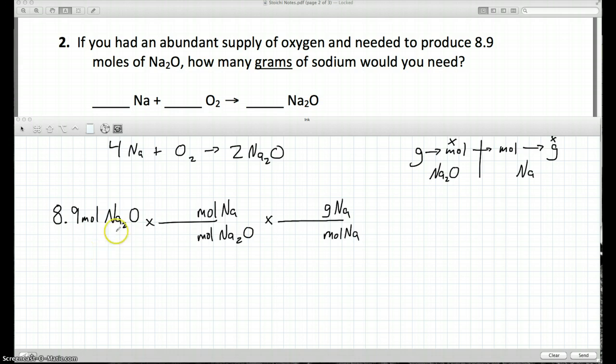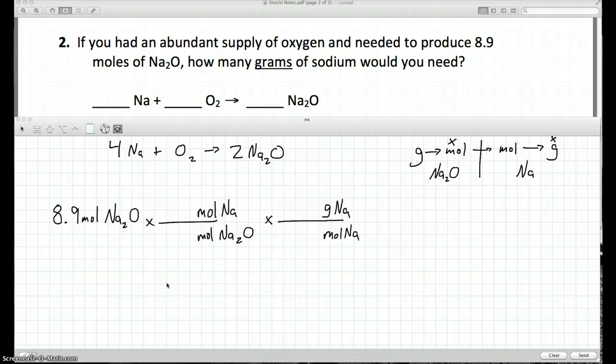And I can, again, double check to see if it's set up right at this point. Moles of Na2O and moles of Na2O, those are going to cancel. Moles of Na, those are going to cancel. The unit I'm going to be left with is grams of Na, which is what my question is asking for. How many grams of sodium?